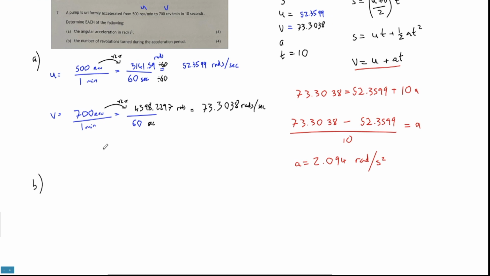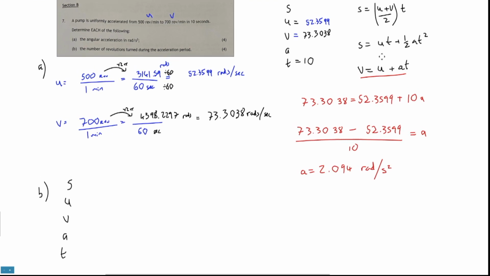How can we make it clearer? I'm going to do it down here because I'm going to need my information from here to redo my SUVAT. I'm trying to solve for S. I've got my equations just up here. Okay. Trying to solve for S. I've got my time to be 10 seconds. They gave me revolutions. The initial was 500 revolutions per minute. My final velocity was 700 revolutions per minute.